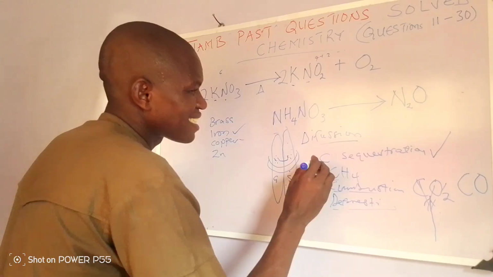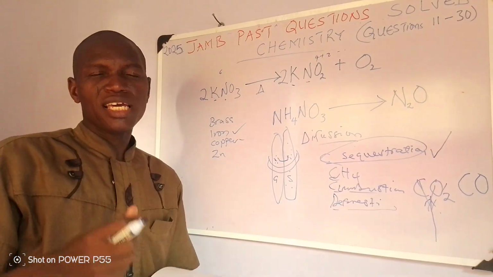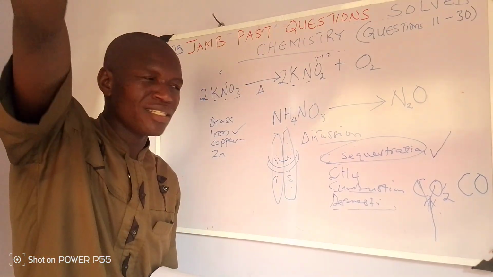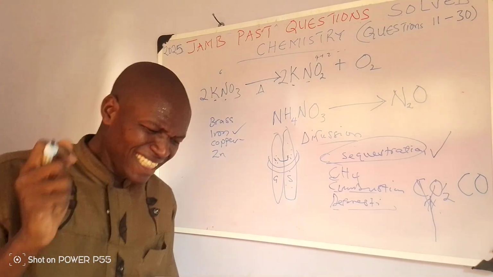So the correct answer is carbon sequestration. Carbon sequestration means trying to trap carbon into plants or in any form so that it won't go to the atmosphere and block the atmosphere. So that's the correct answer. We quickly move to question 18.